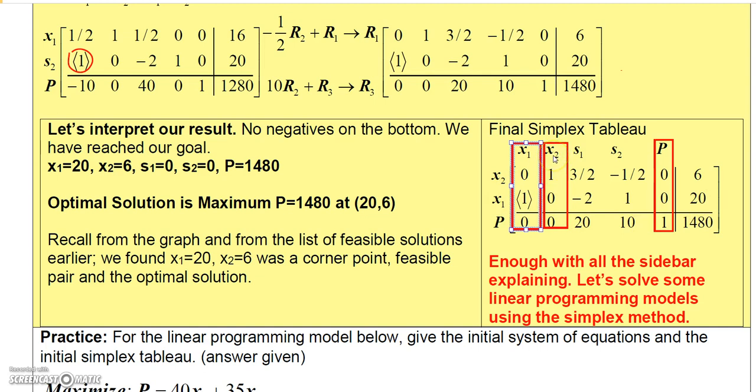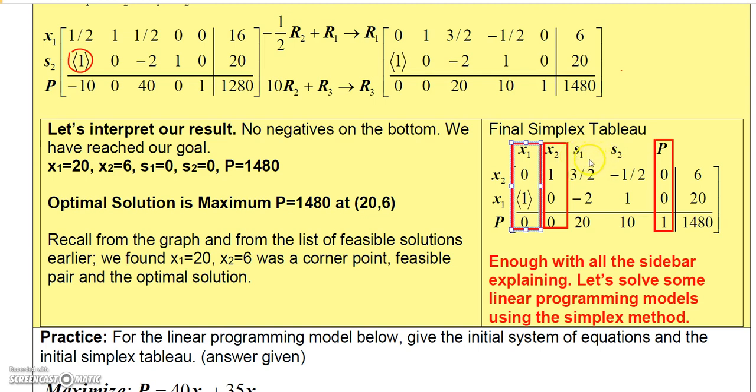Now look in the x2 column. It's a basic variable, but notice the 1 is in the first row. So x2 is associated with the first row, so that means I'll find its value in the first row, which will be 6. And then p, it's identified with the last row, and I'll find its value in the last row, 1480. Now, since these three are the basic variables, then by elimination, S1 and S2 must be non-basic.